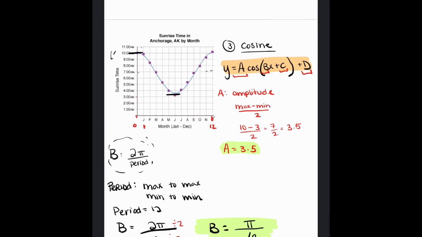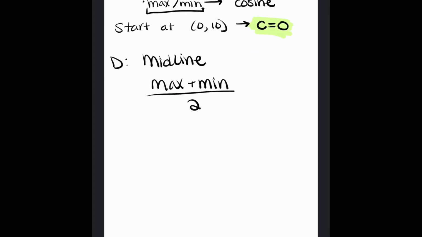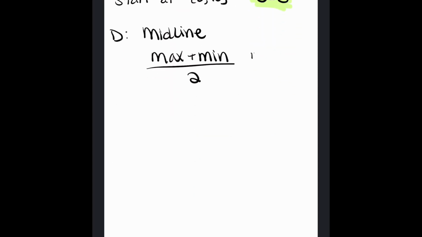So my max was 10, my min is 3. So my midline is going to be 10 plus 3 divided by 2. 10 plus 3 is 13. 13 divided by 2 is 6.5. So then I'm going to come here and say D equals 6.5. Okay, so now I have everything to fill in.